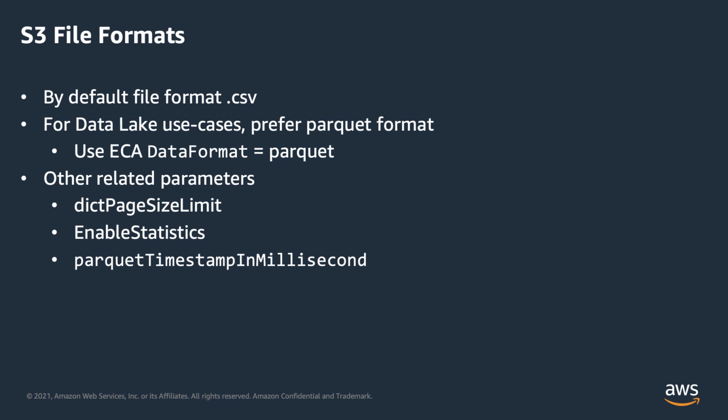The last ECA is Parquet timestamp in millisecond. By default, DMS uses microseconds for precision. By using this parameter, DMS writes timestamps in milliseconds, and that's what AWS Glue and Amazon Athena can handle. Otherwise, it will cause potential data issues.